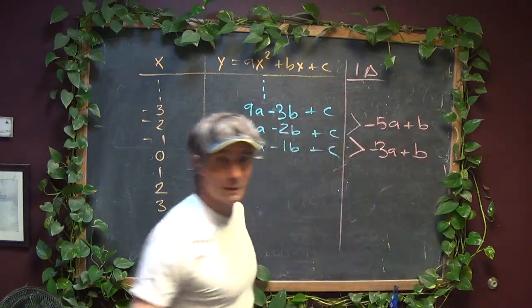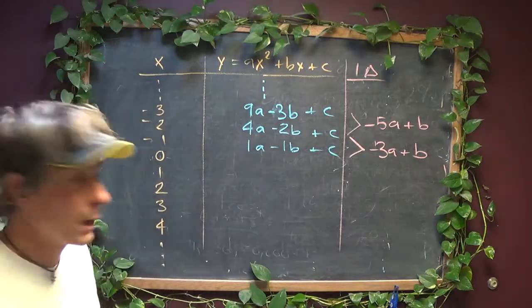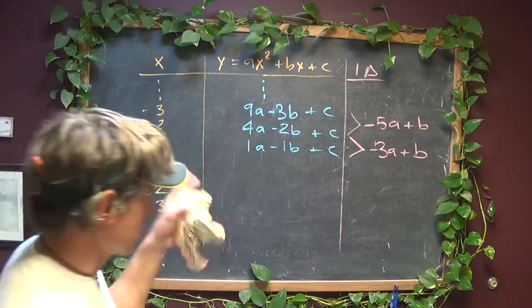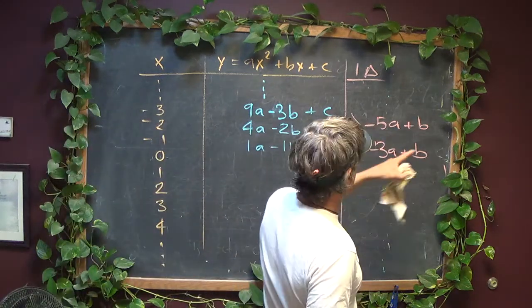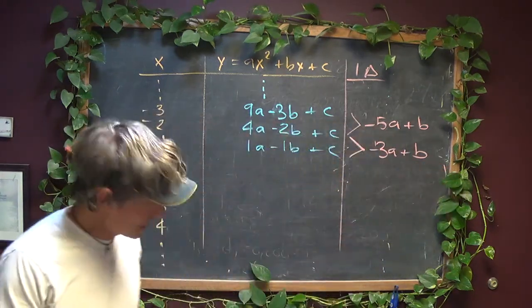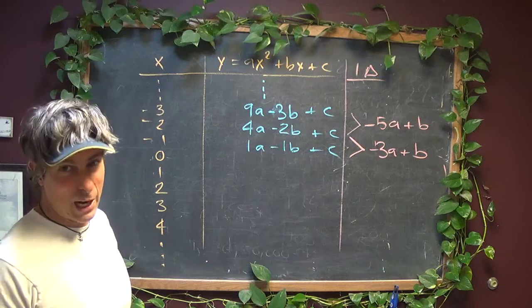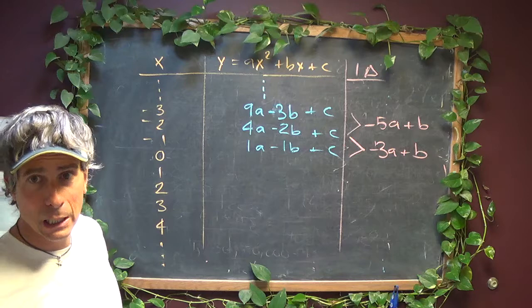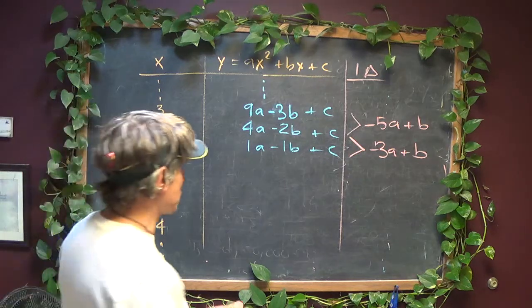Now you can see those are not the same. This is because this is not linear. This is not a linear model, it's a quadratic model. So those are different numbers. -5a plus b and -3a plus b. Those are not the same thing at all. Our job is to go past the first differences and go to the second differences. And that's what this quiz is all about.